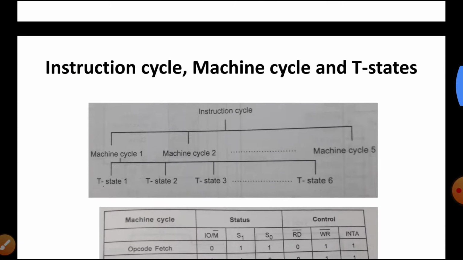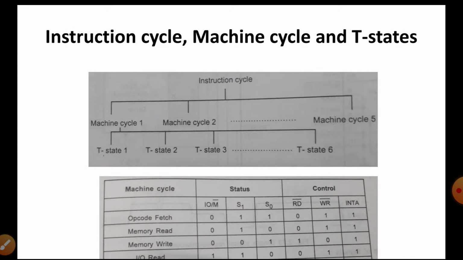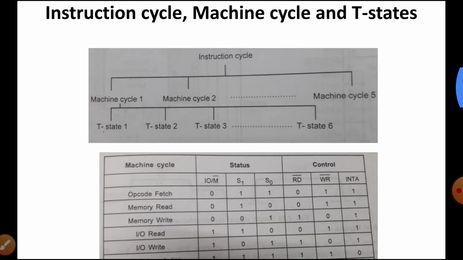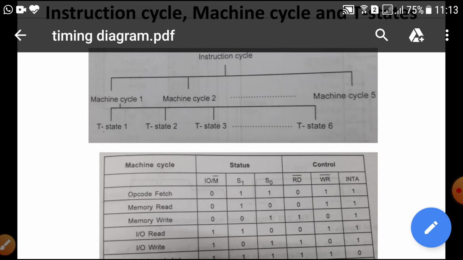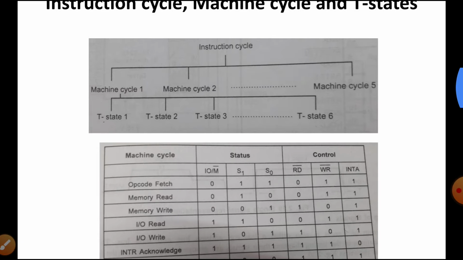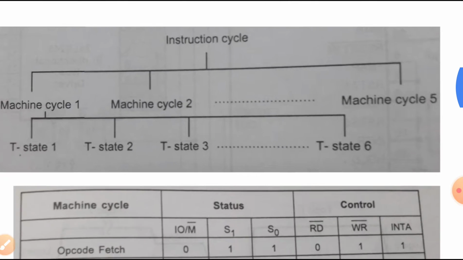Now, before going to discuss the timing diagram, we should first discuss how the time is being measured as far as the execution of any instruction is concerned. So, what happens during the normal operation? The microprocessor sequentially fetches the instruction. So, the sequence in which it performs is that it fetches, decodes and then executes one instruction after another until the halt instruction is executed. So, this fetching, decoding as well as the execution of a single instruction constitutes the instruction cycle.